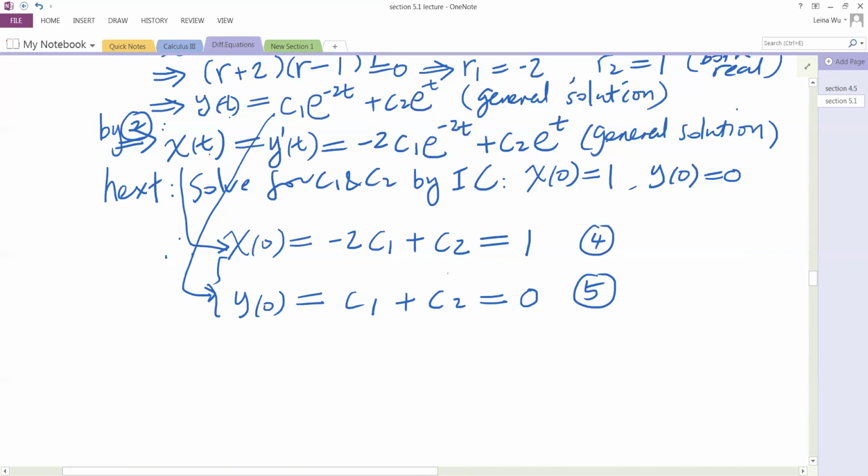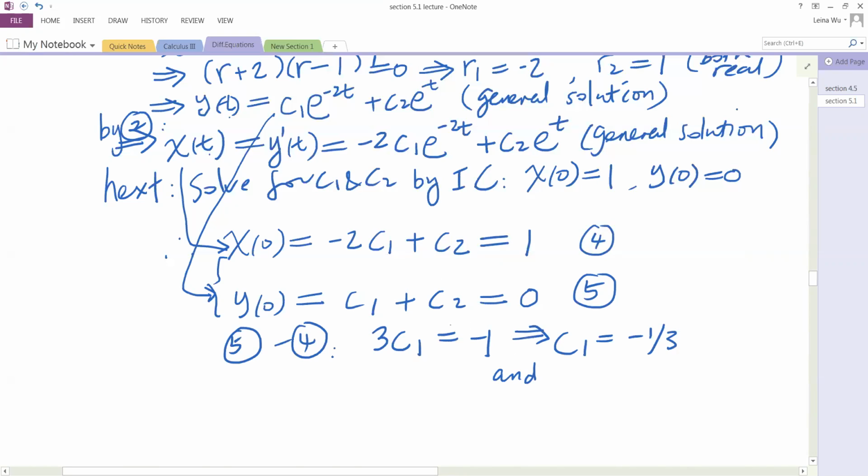I would just go ahead and do the elimination method: equation 5 minus equation 4. Then I have c1 minus negative 2c1, which is 3c1 equals negative 1, telling us c1 is negative 1/3, and therefore c2 will just be positive 1/3. Is that good?